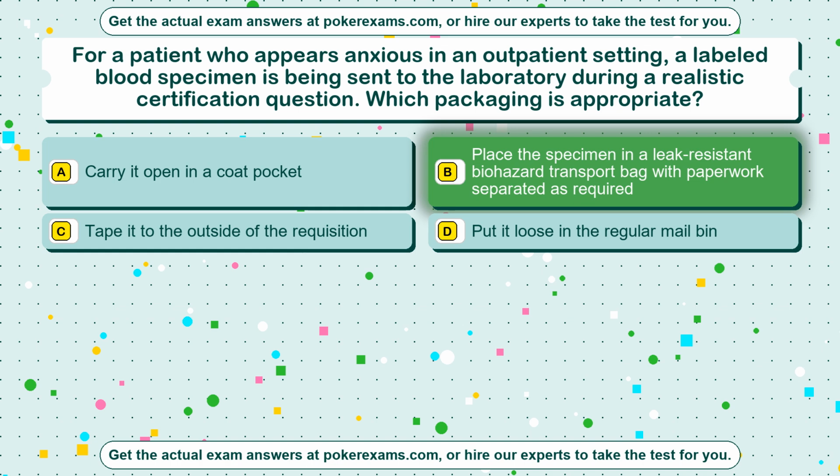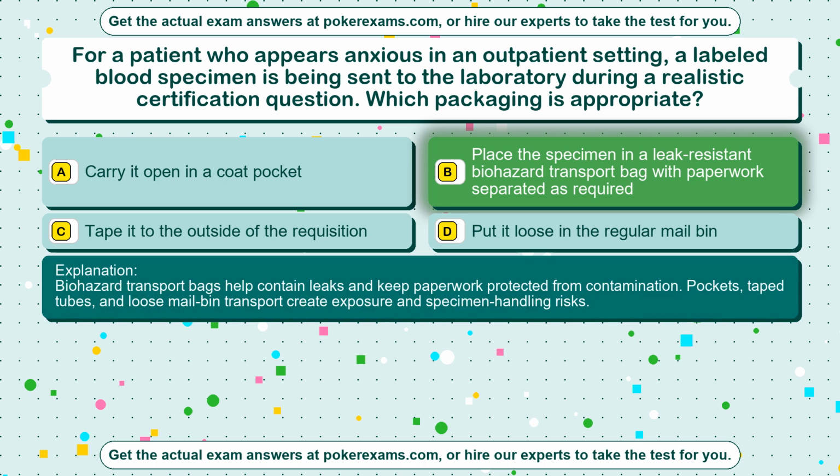Place the specimen in a leak-resistant biohazard transport bag with paperwork separated as required. Biohazard transport bags help contain leaks and keep paperwork protected from contamination. Pockets, taped tubes, and loose mail bin transport create exposure and specimen handling risks.